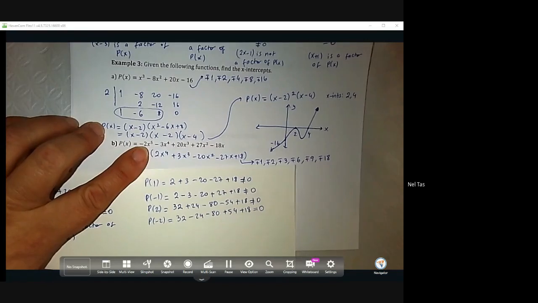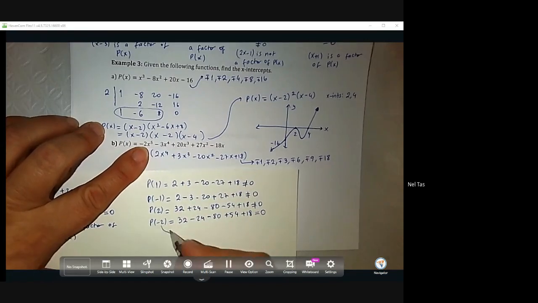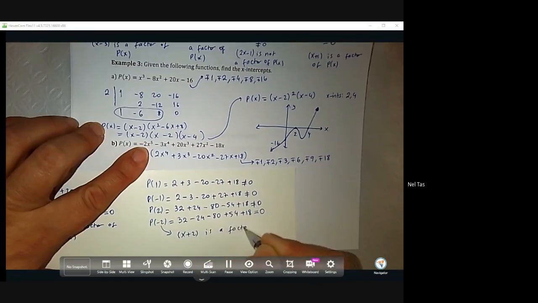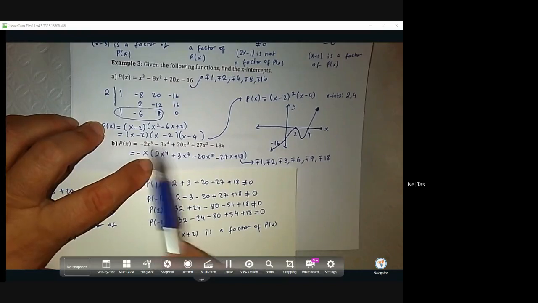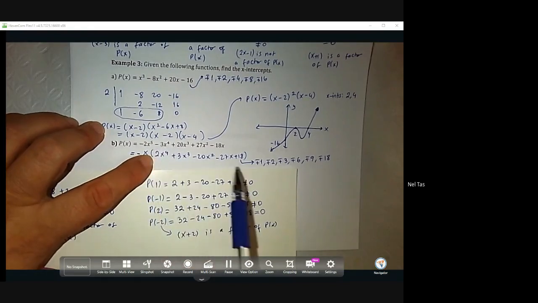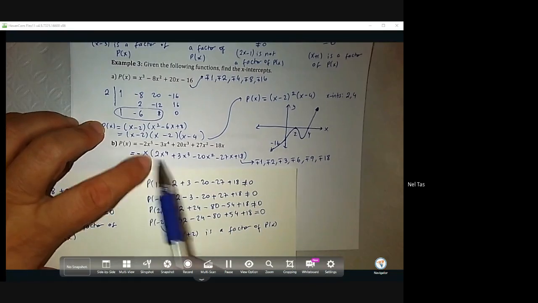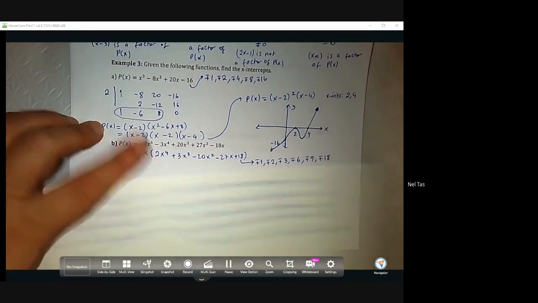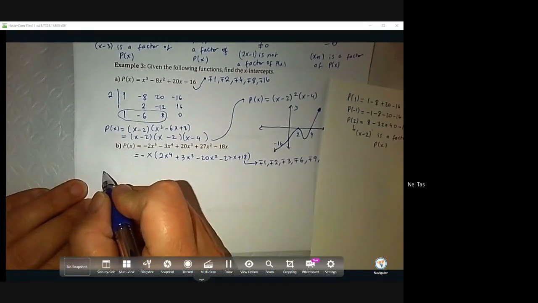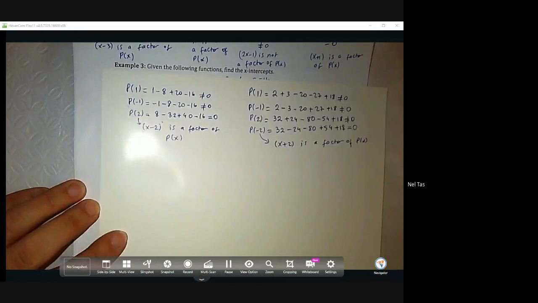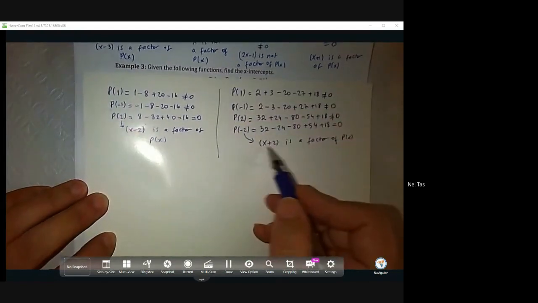After you find the first 0, it means that x plus 2 is a factor of p of x. Now we are going to divide, not this whole thing, but the part of the polynomial after we factor out negative x. We are going to divide this part by x plus 2. Let's do that. I'm going to use synthetic division again.